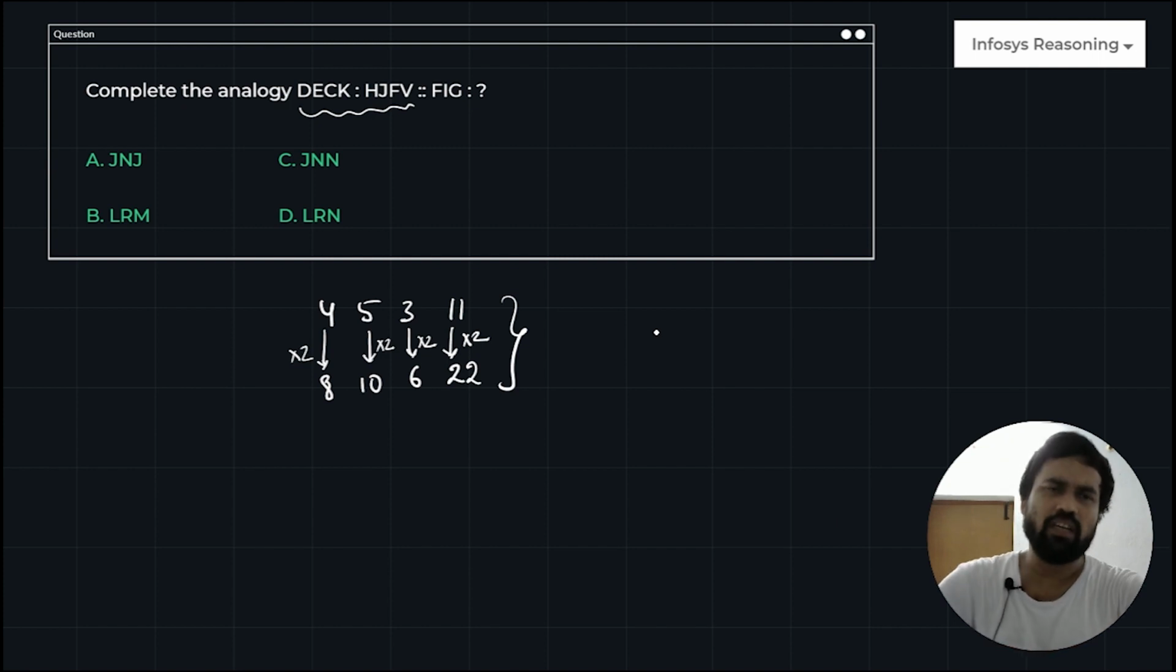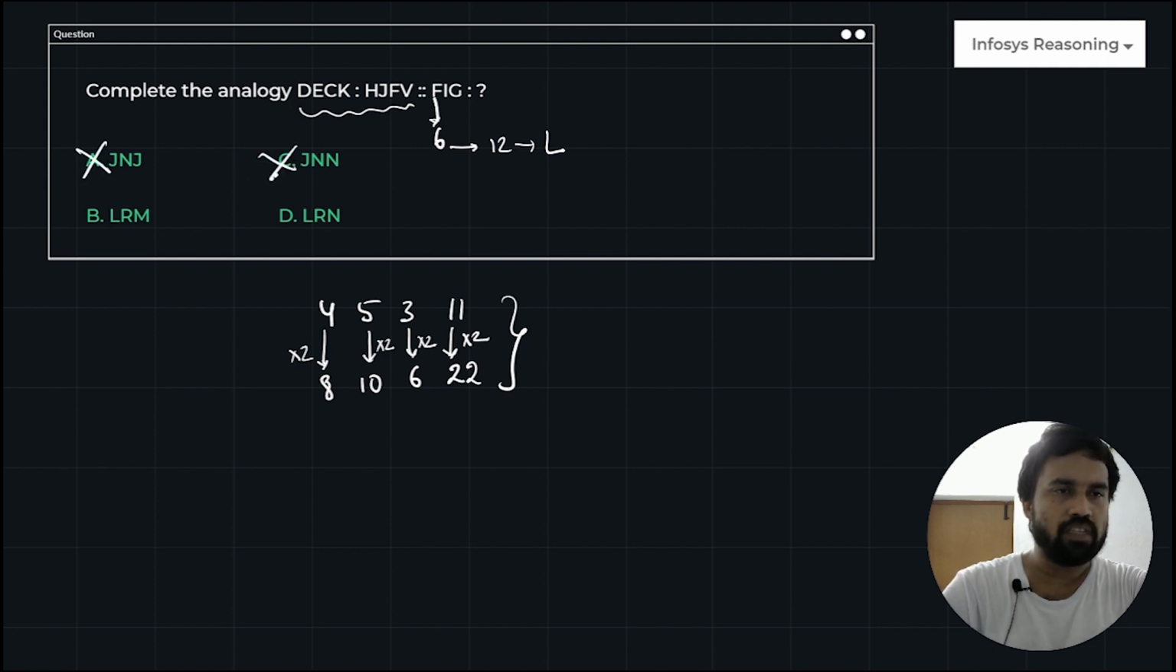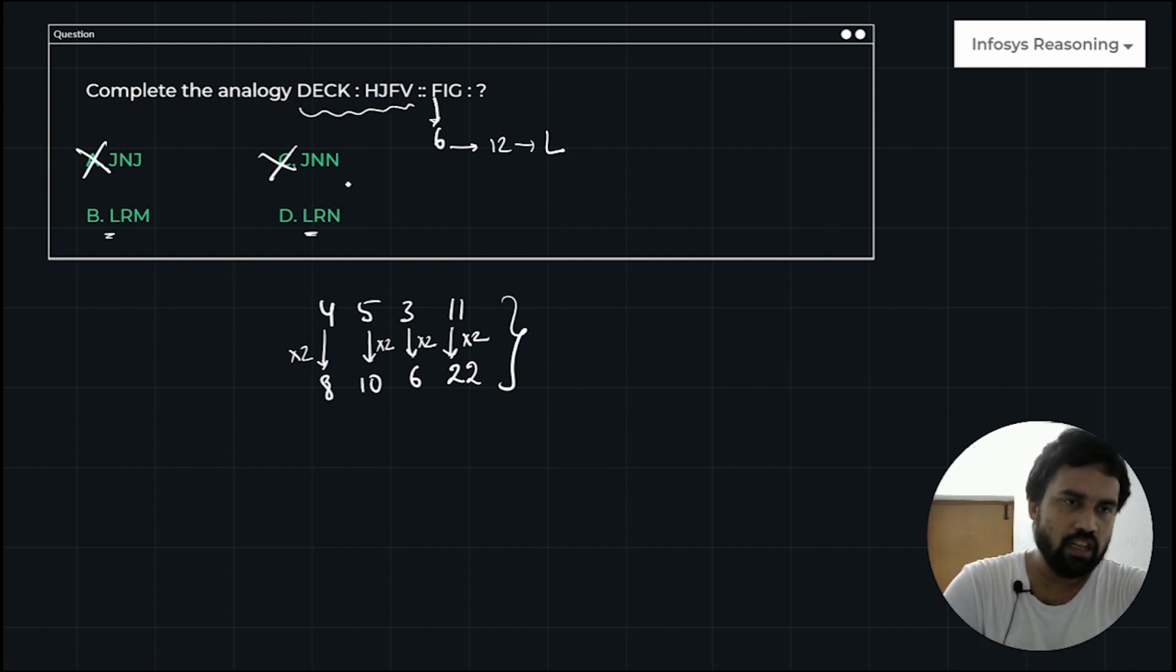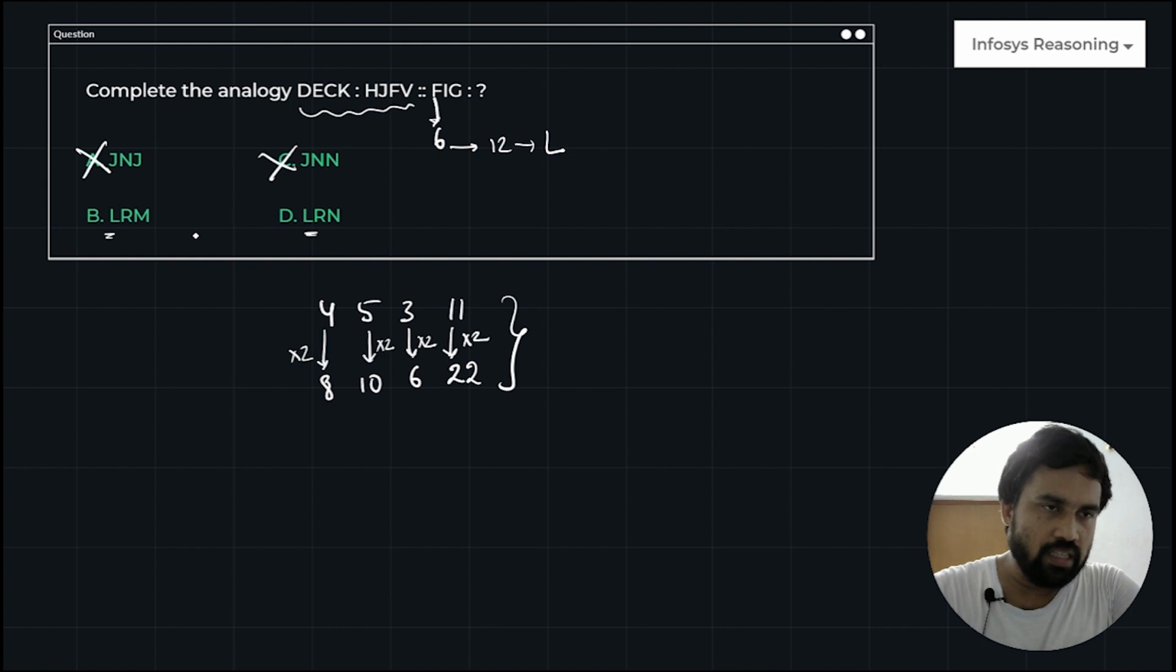So just look here at how to do this. F is 6, 6 doubled is 12, and 12 is L. So I can eliminate option A and option C. I am left with L. So L, R, M and L, R, N are the answers. When I look at these two options, I can directly choose the answer. Why?